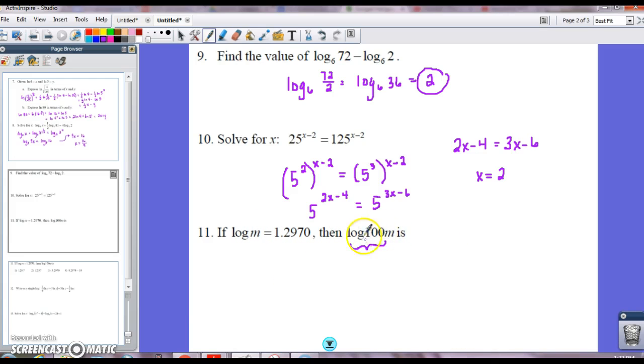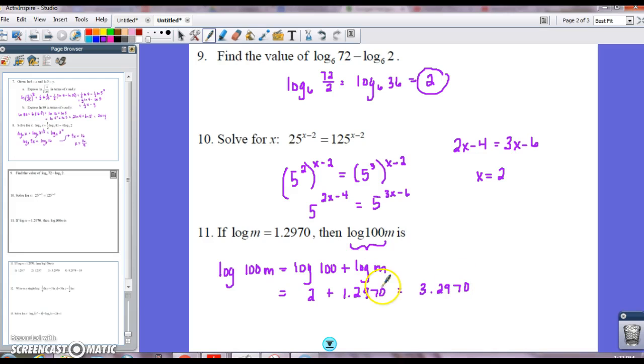Well, I can use my product rule. So the log of 100M is the same as log of 100 plus the log of m. Okay? And remember, there's no base written here, so that means it's base 10. So log of 100 is just 2, right? 10 to the 2nd power gives me 100. And I have a value for log of m. It's just 1.2970. And so my final answer then is very easy, is just 3.2970.